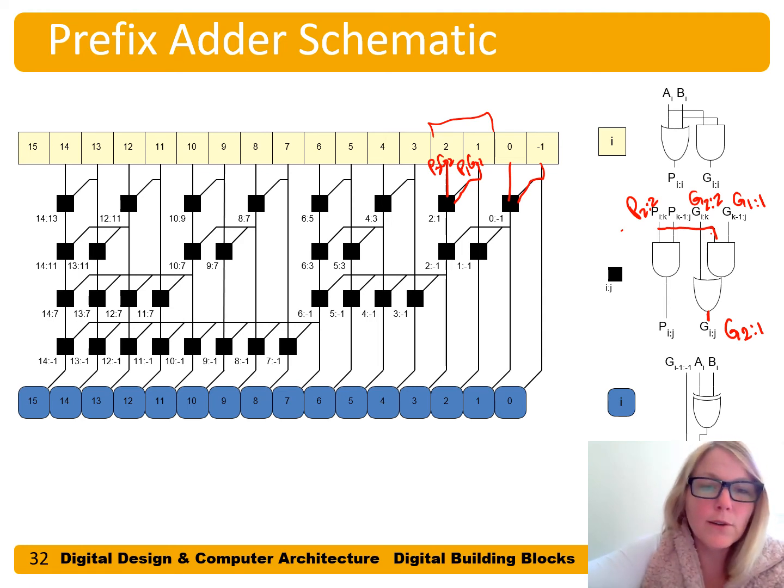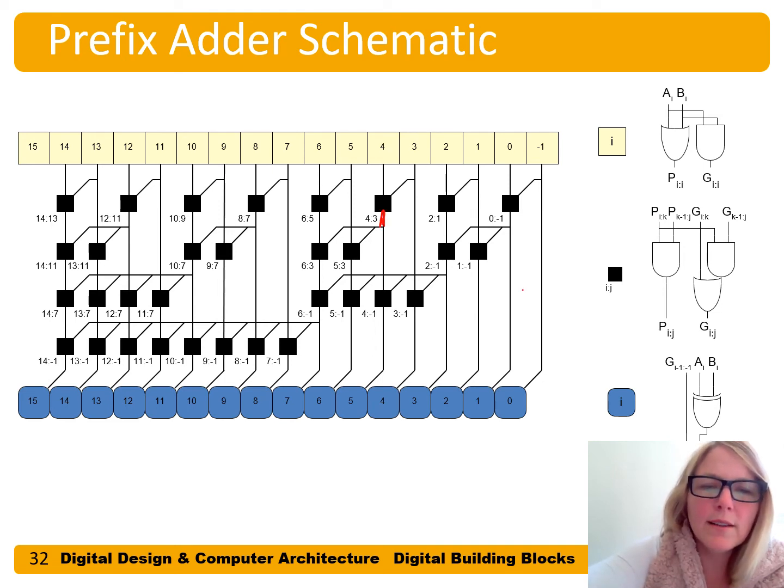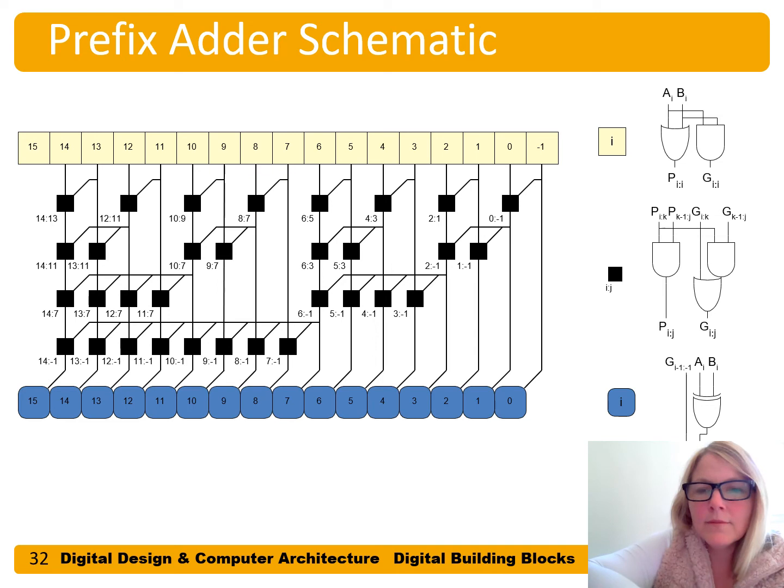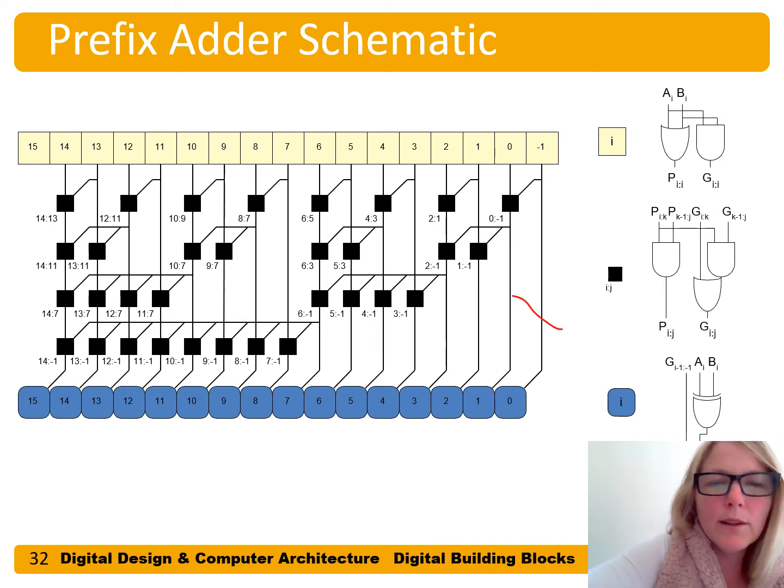So we do that for all of those, and we're going to get P's and G's for 4 to 3, 6 to 5, right, we're going to take this 2-bit span, 8 to 7, 10 to 9, and so forth. And then we're going to take those groups of 2, for example, 6 to 5 and 4 to 3, and put those into a black box, left and right. Here's our left, and here's our right.